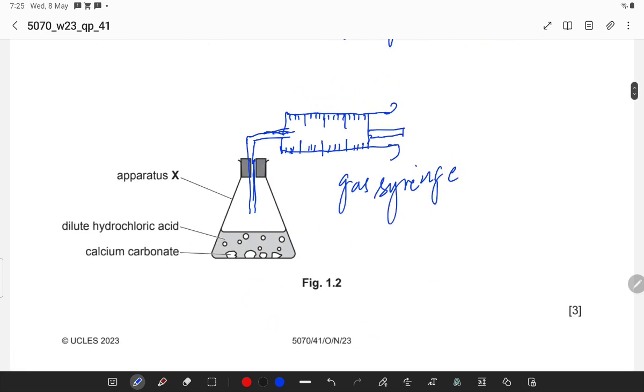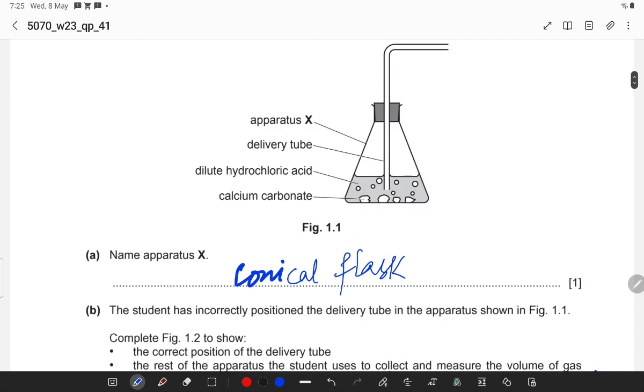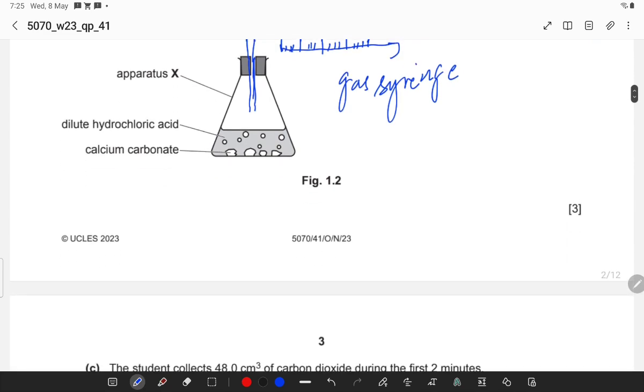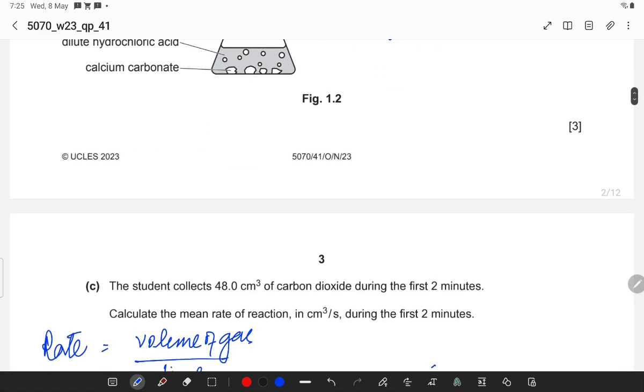So this is the delivery tube. This is the wrong position, it should not dip in the solution. The delivery tube should not dip in the solution. So this is the correct way to draw the diagram. This is the graduated gas syringe, and the delivery tube should be above the solution.